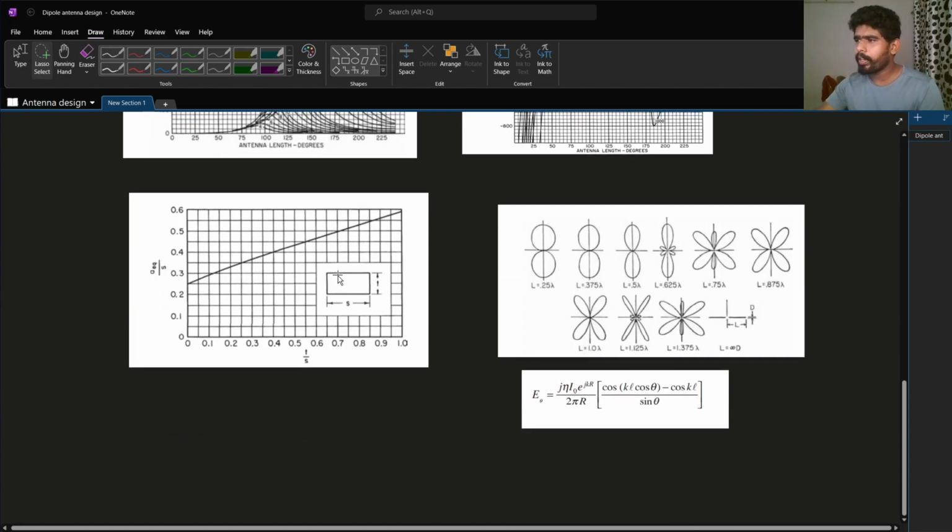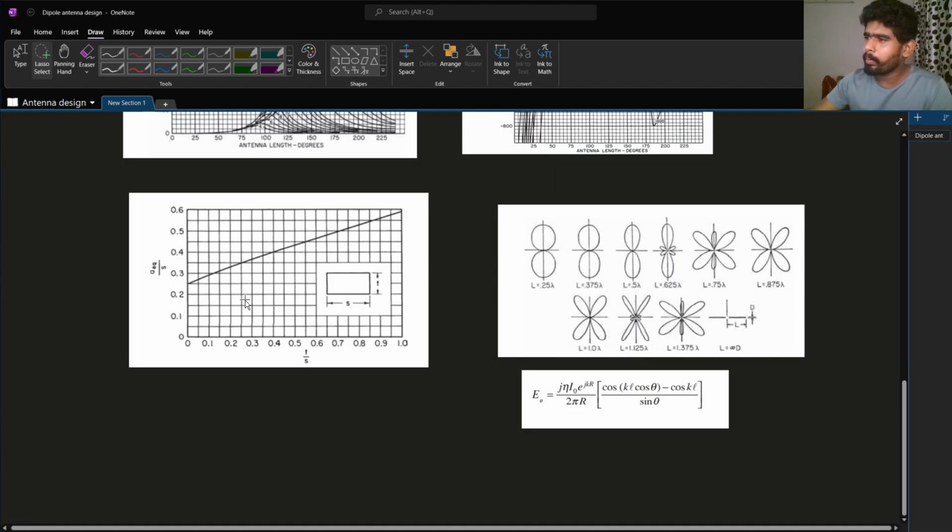So this will be your conductor or your wire, your boom, this metallic shape. This is the cross section. So this is the thickness T, and this dimension is S. In this graph, this is T by S, this ratio, and this axis is the equivalent radius of the metal.